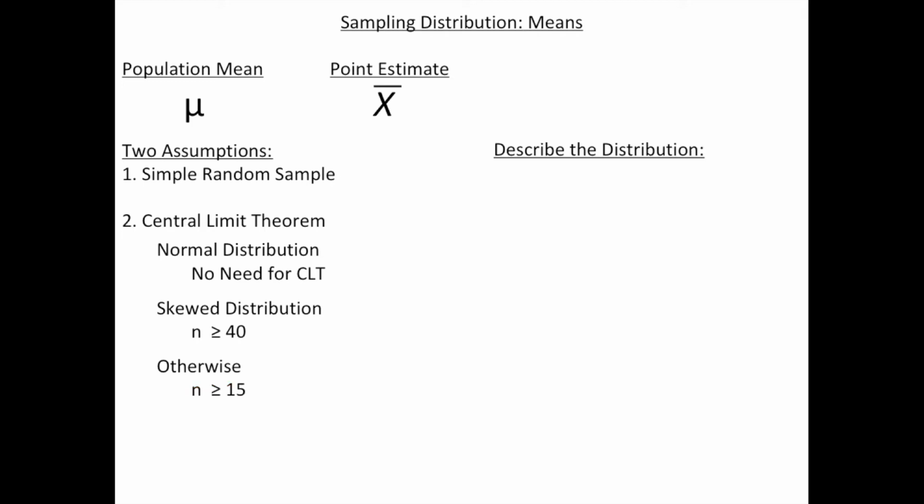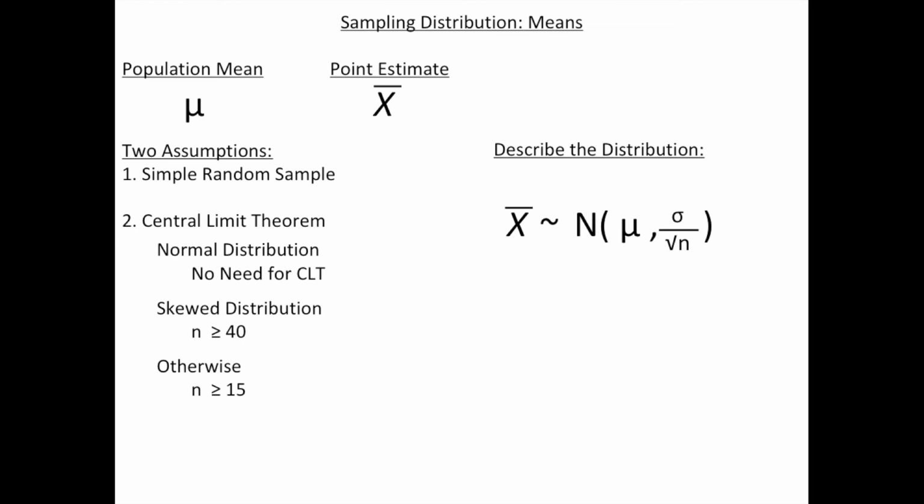But when we describe it, we're going to use the same notation as we did for proportions, except now we're going to state that x bar is distributed normally with a mean of mu and a standard deviation of sigma over the square root of n. And so here we're going to use the population mean when describing the distribution. And the big difference is that when you have a sample mean, you need to divide the standard deviation by the square root of the sample size.